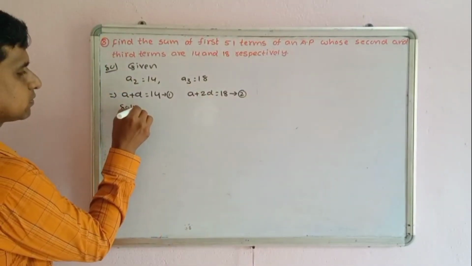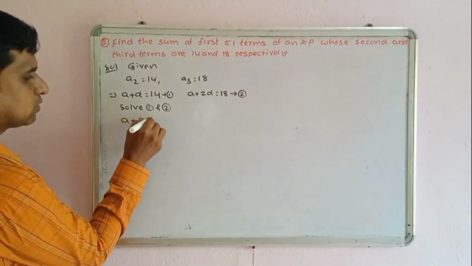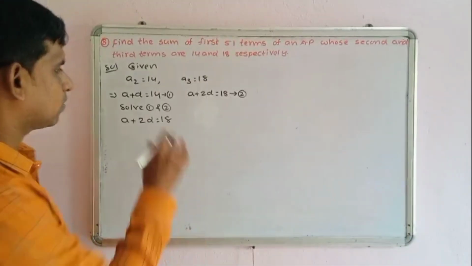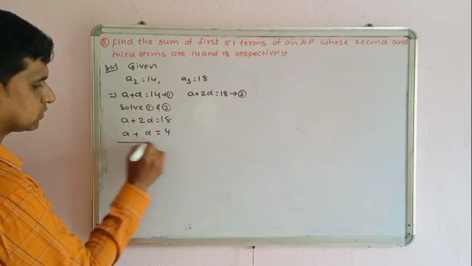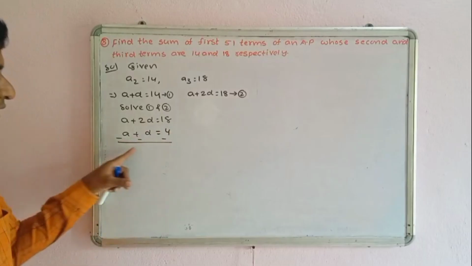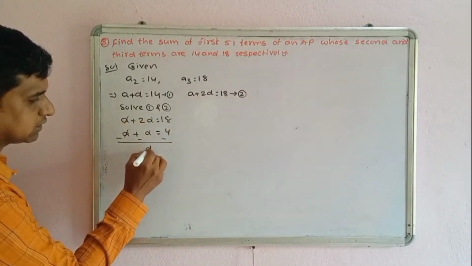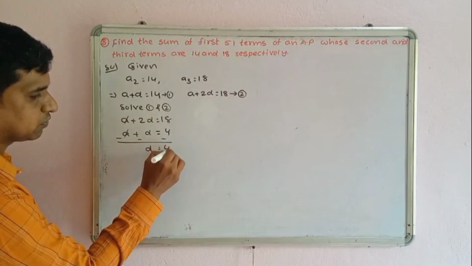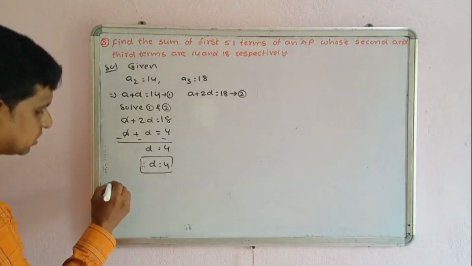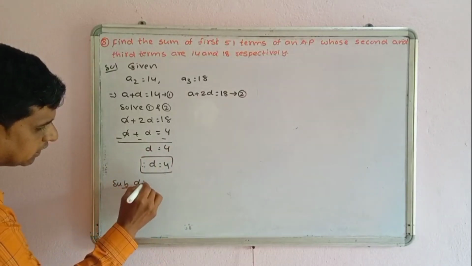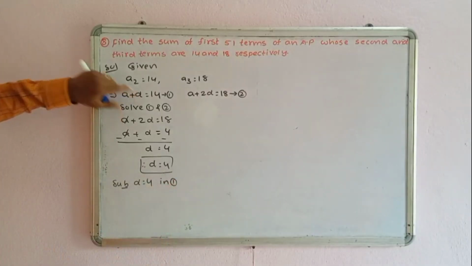Solve 1 and 2. What is 2? a plus 2d equals 18. What is 1? a plus d equals 14. So do subtraction. So then signs are changed, so positive and negative cancel. 2d minus d is d. 18 minus 14 is 4. Therefore, the value of d is 4. Substitute d equals 4 in 1 or 2. Your wish. 1 is better because this is a small equation.